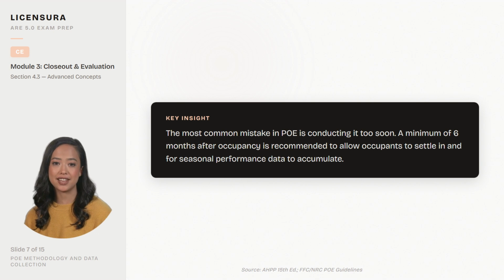Here's the key insight. The most common mistake in POE is conducting it too soon. A minimum of 6 months after occupancy is recommended to allow occupants to settle in and for seasonal performance data to accumulate.